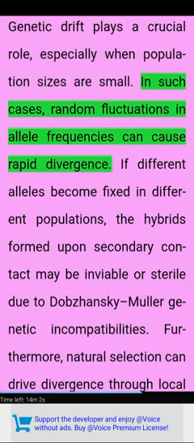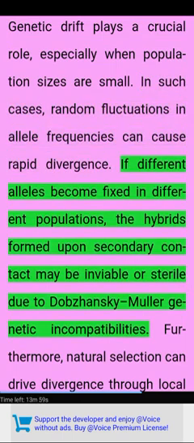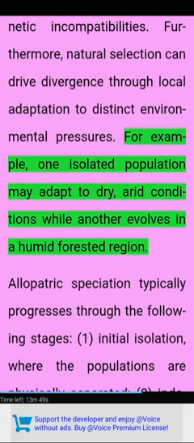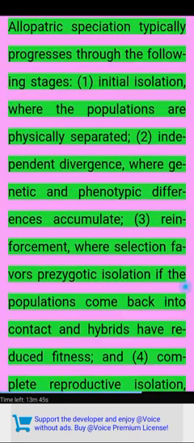In such cases, random fluctuations in allele frequencies can cause rapid divergence. If different alleles become fixed in different populations, the hybrids formed upon secondary contact may be inviable or sterile due to Dobzhansky-Muller genetic incompatibilities. Furthermore, natural selection can drive divergence through local adaptation to distinct environmental pressures. For example, one isolated population may adapt to dry, arid conditions while another evolves in a humid forested region.